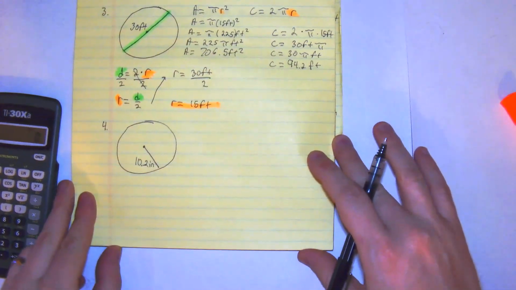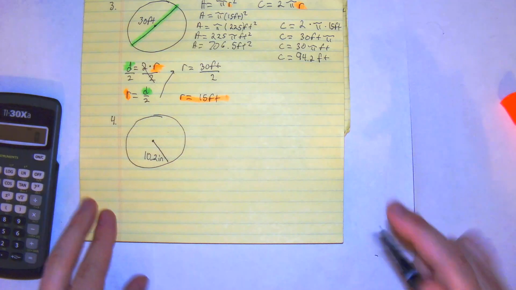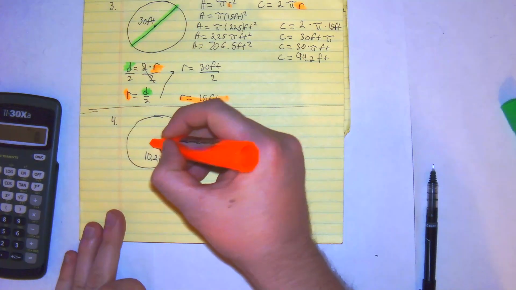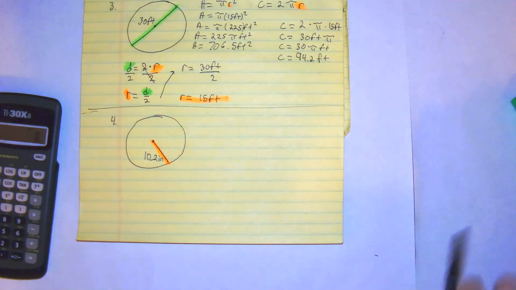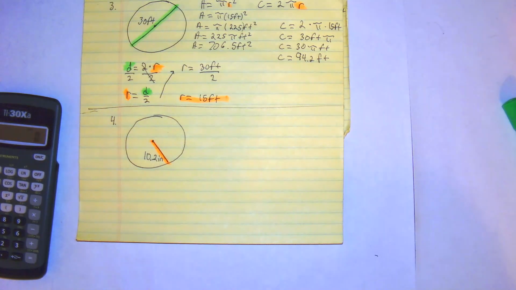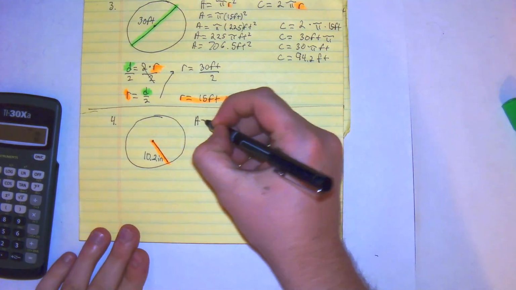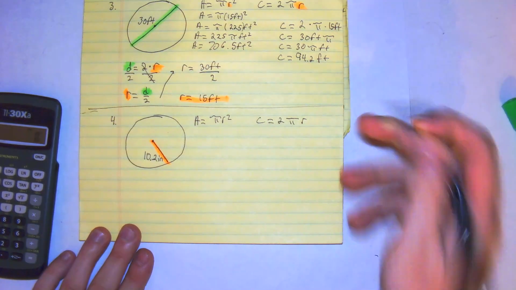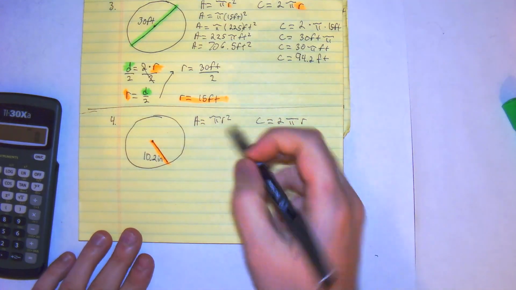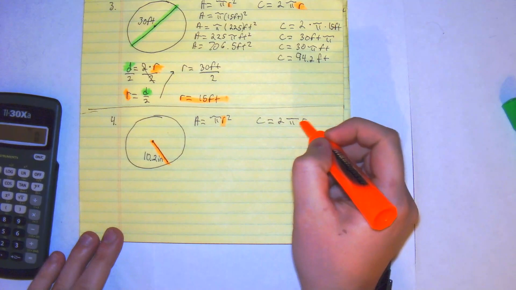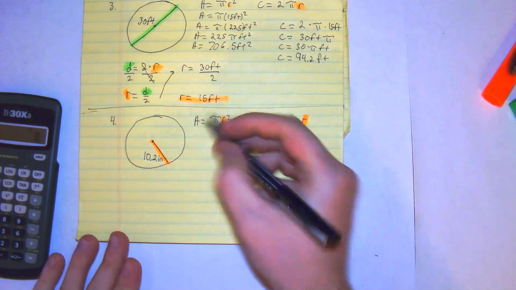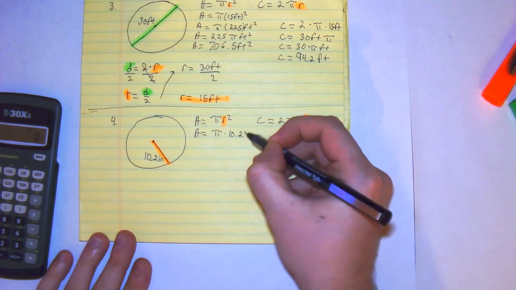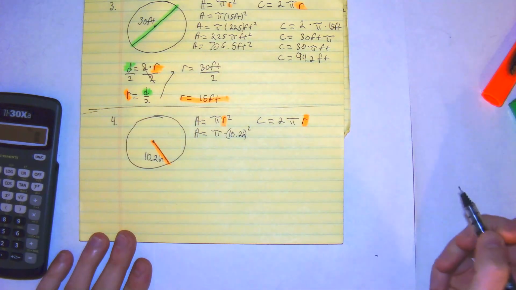So let's finish up with number 4. Number 4, right away I can see we're given a radius. It goes from the point on the circle all the way to the center. So again, area is equal to pi r squared, and circumference is equal to 2 pi r. From here, we know our radius, we'll just plug it in here, and we get area is equal to pi times 10.2 inches squared.